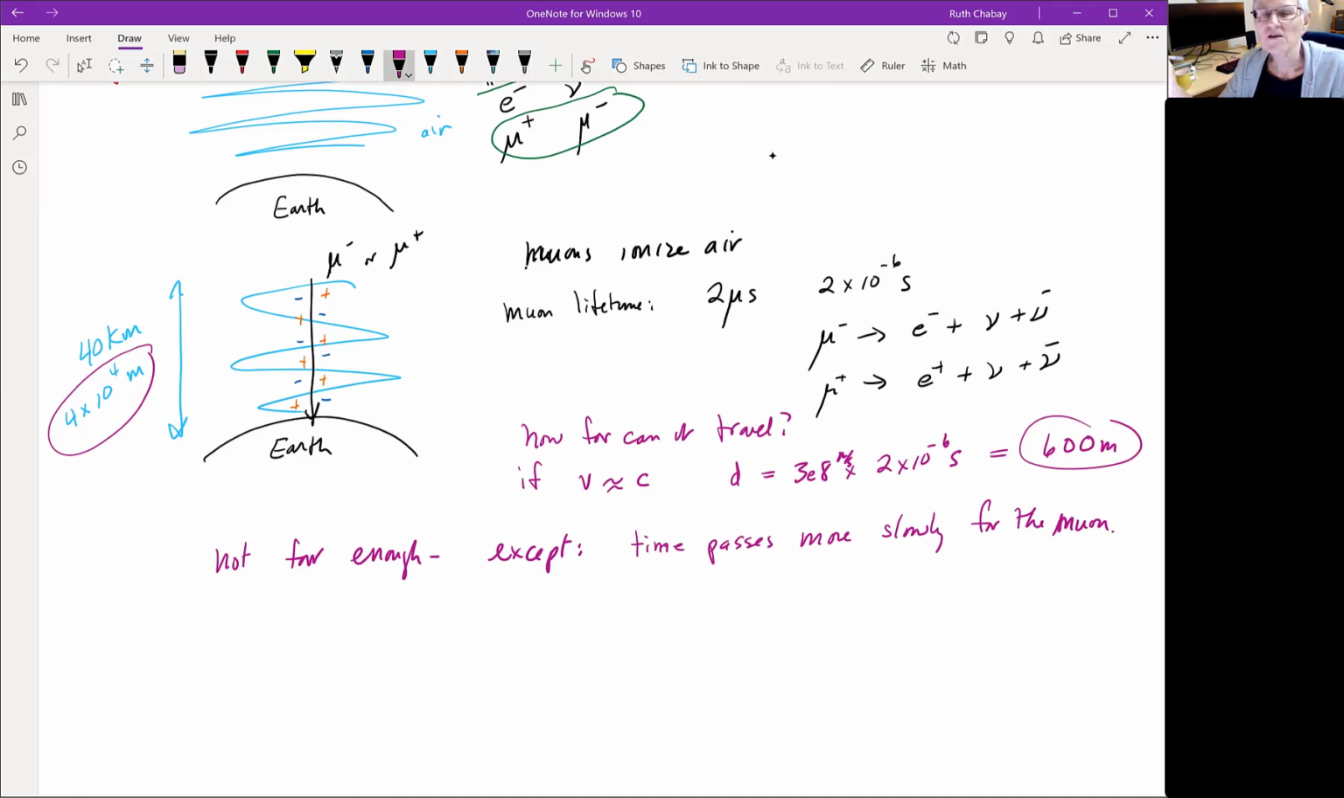And in fact, time passes so slowly for this muon that plenty of muons actually do succeed in traveling from the top of the atmosphere down to the surface of the Earth, where they can ionize air. So remember, we talked about time passing more slowly for a particle traveling at high speed in a moving reference frame. The muon doesn't think all that much time has elapsed. It thinks it's taken much less than 2 microseconds to get to the Earth. So the muons actually arrive happily at the Earth, ionizing air for us.